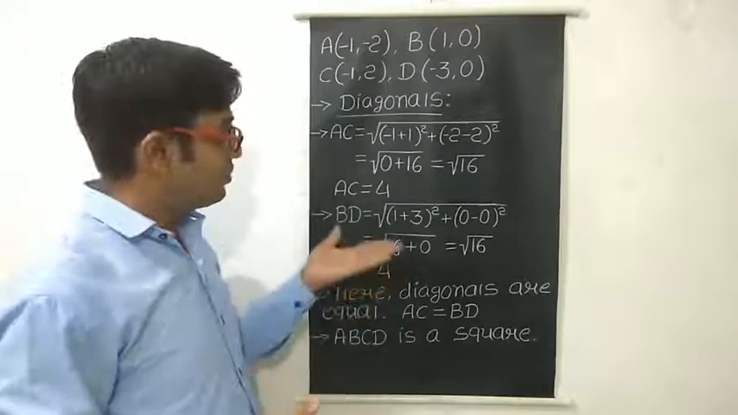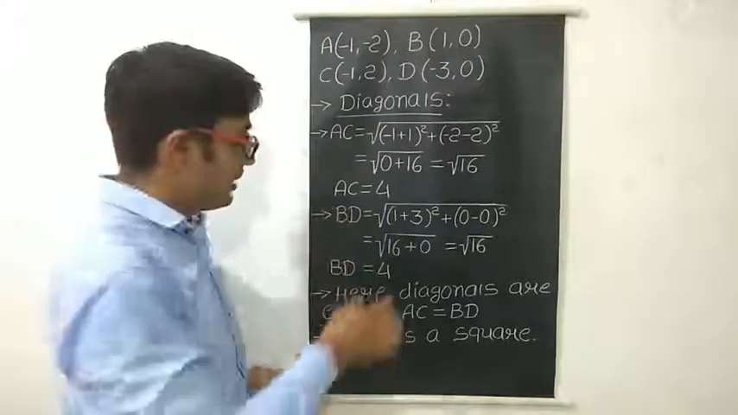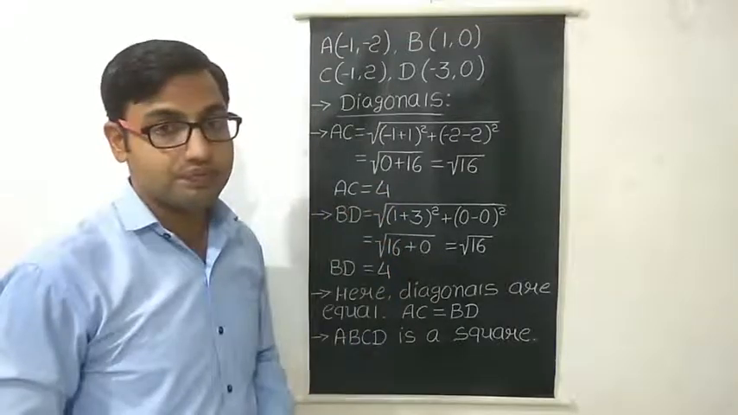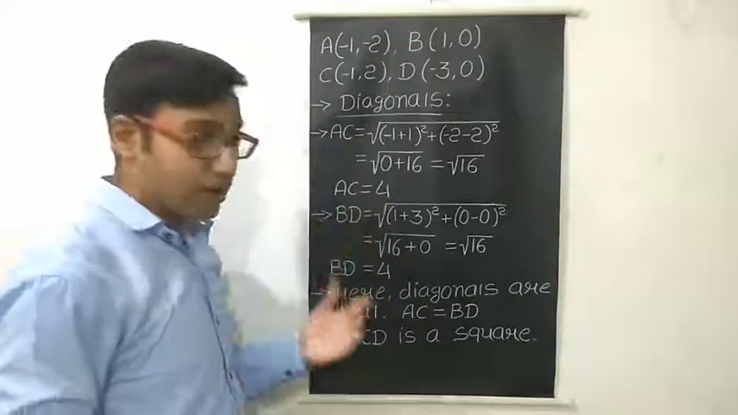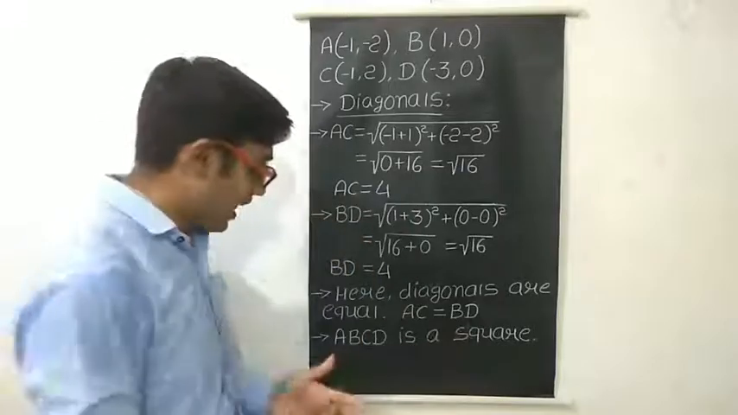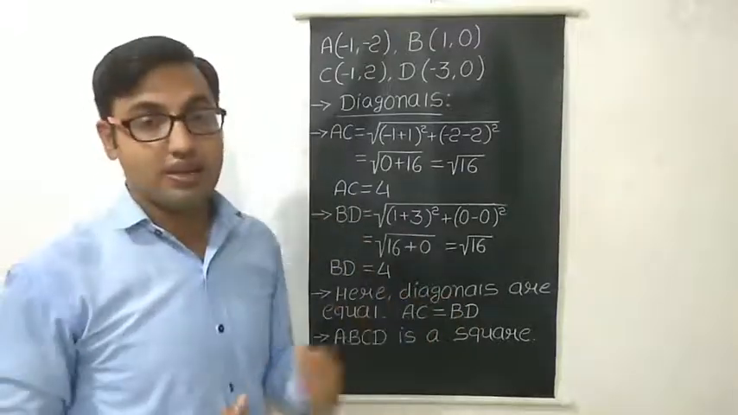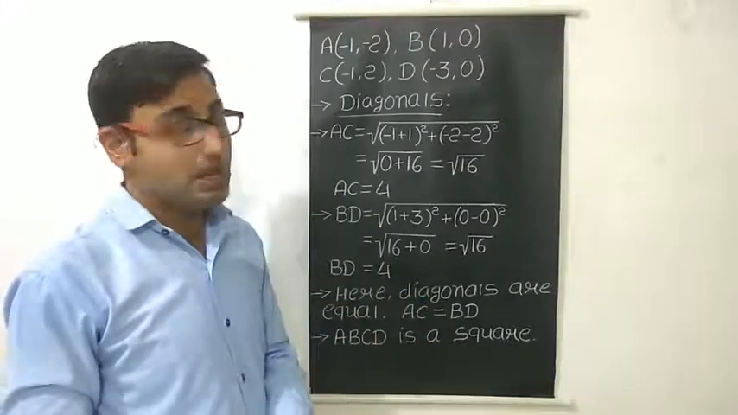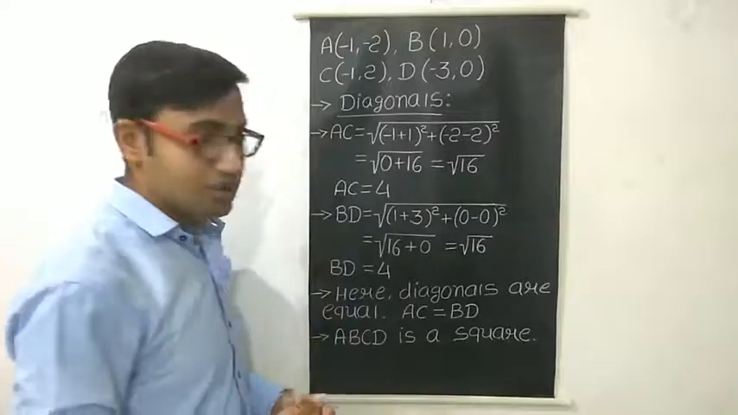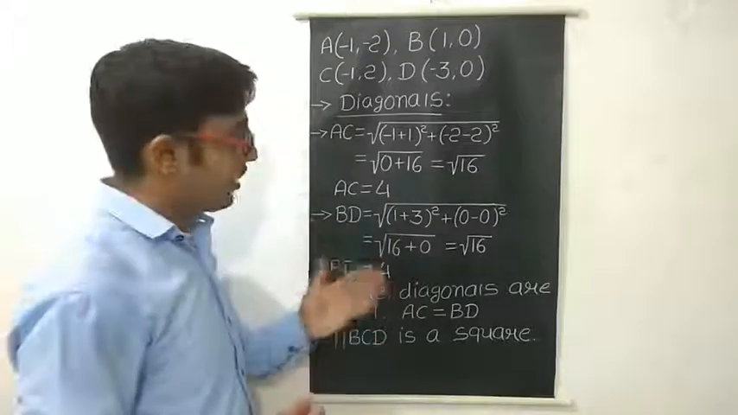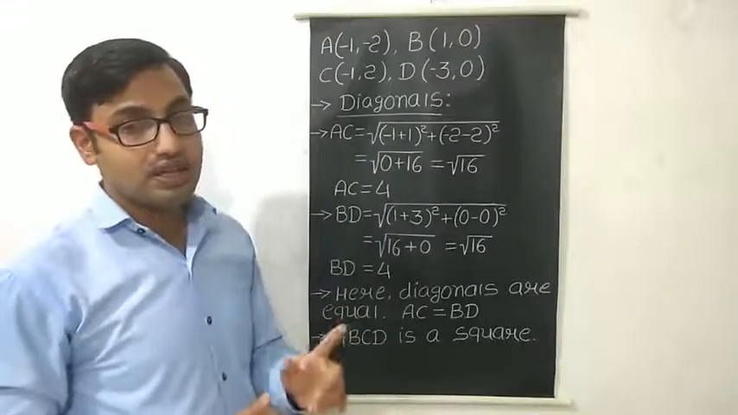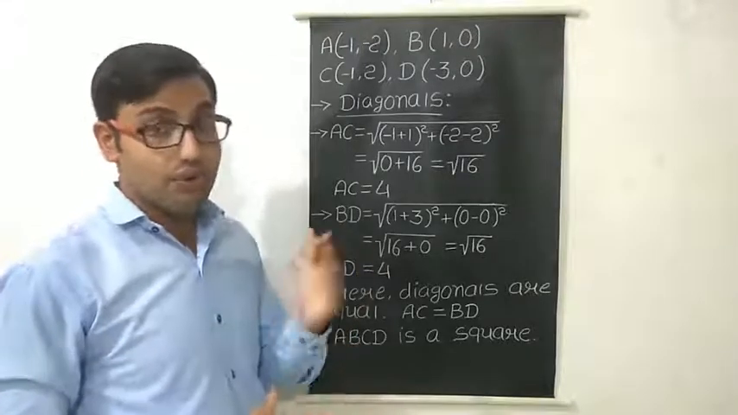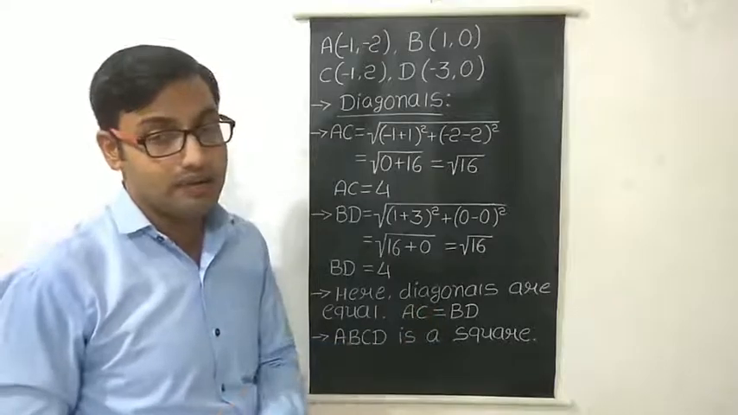So when we use this formula for the diagonals, we can see that both the diagonals are equal. When both the diagonals are equal, it is confirmed that ABCD is a square, because in a square both the diagonals are equal. So whenever you solve this type of problem, keep this in mind. You have to be clear about the properties of the quadrilateral.